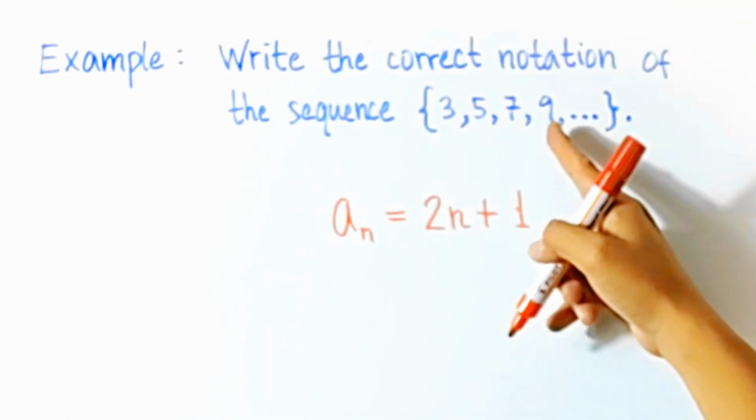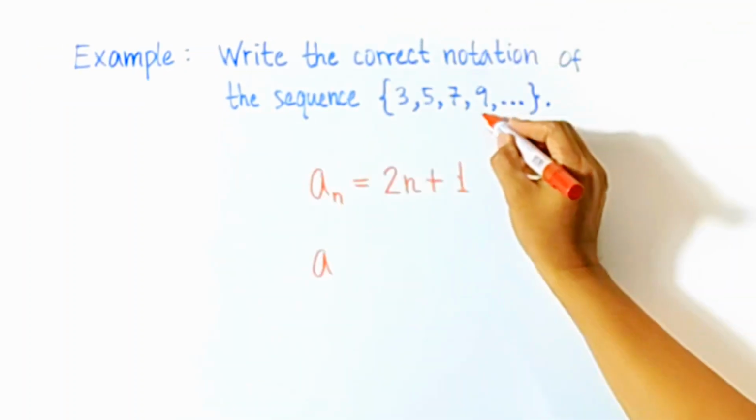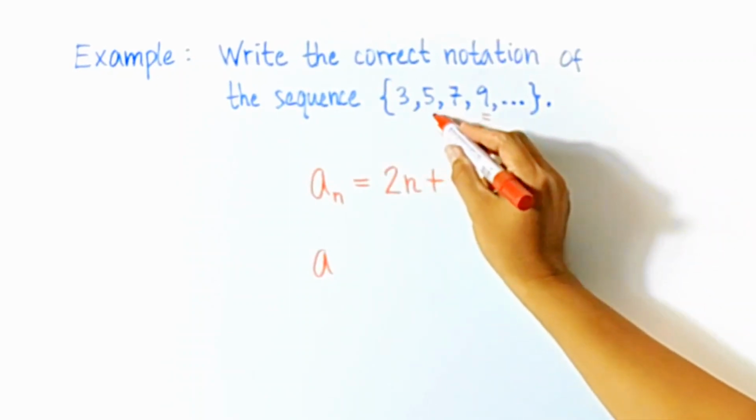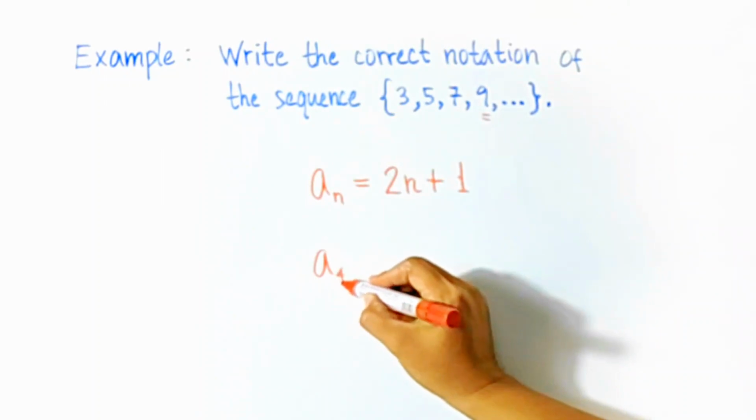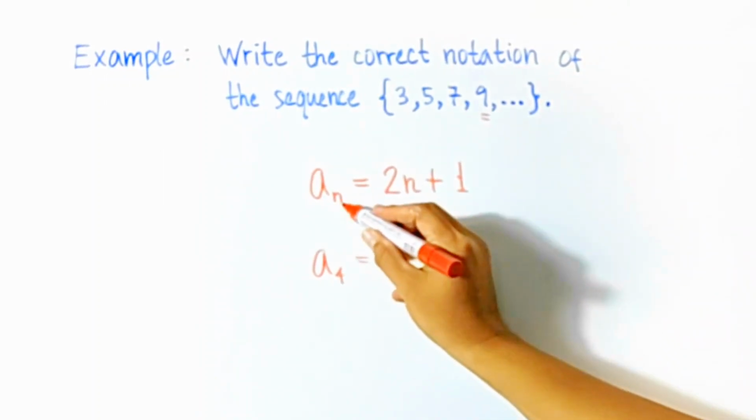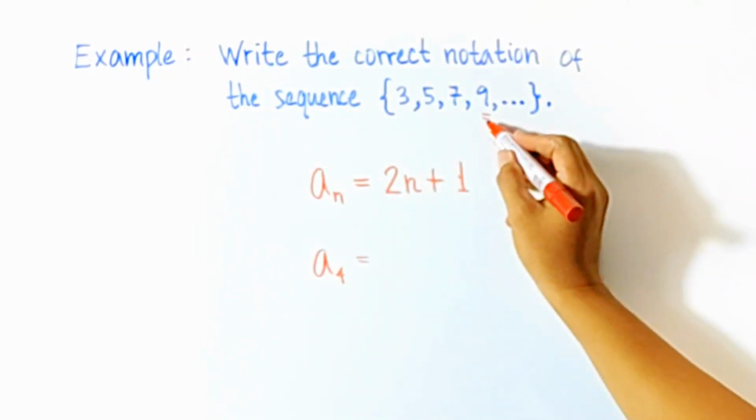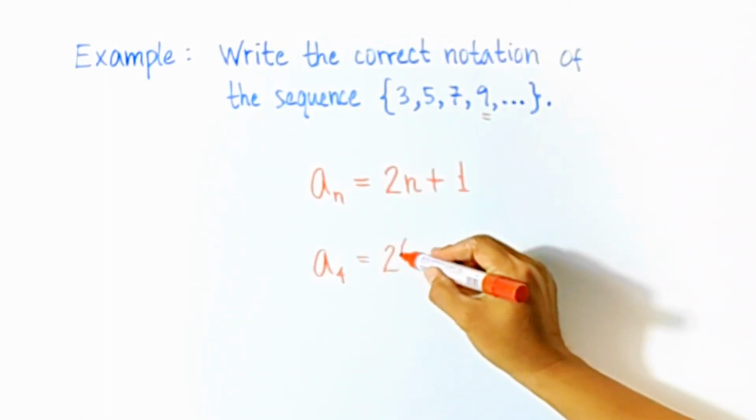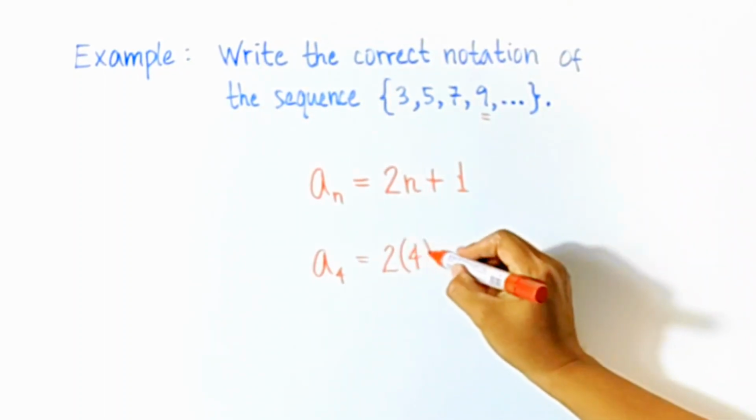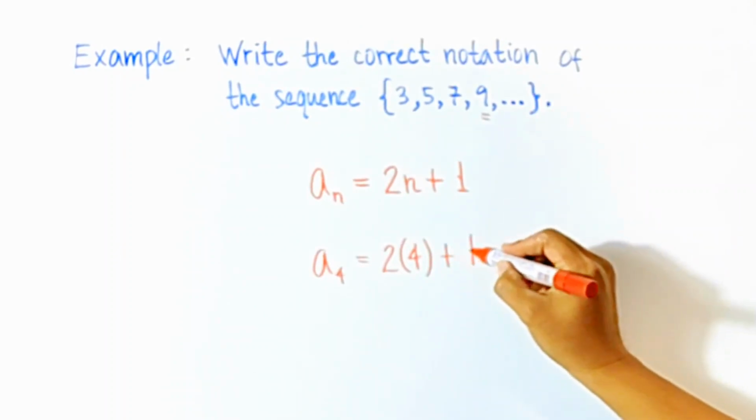Let us try to determine how it is possible that this is a correct notation. For example, we are going to determine the fourth term. So this is the first, second, third, fourth. So we are going to solve for A sub 4. Meaning to say that the value of n becomes 4 because it's in the fourth place. And we are going to substitute the value of n, 4, into 2n plus 1.